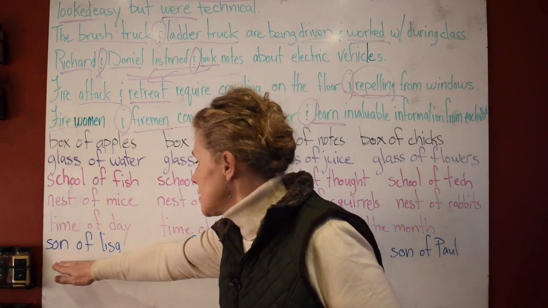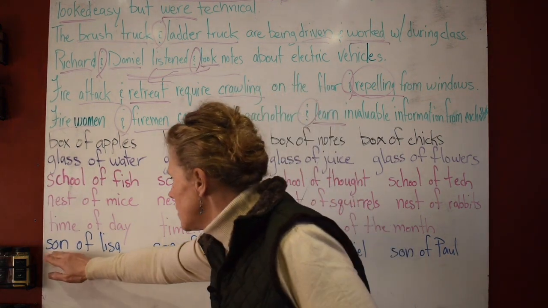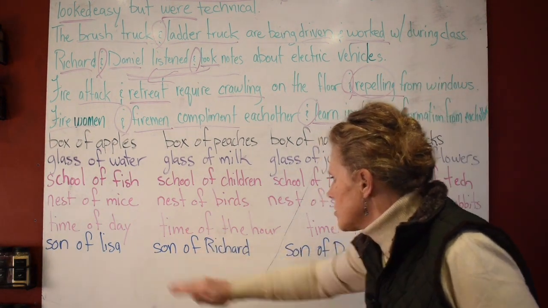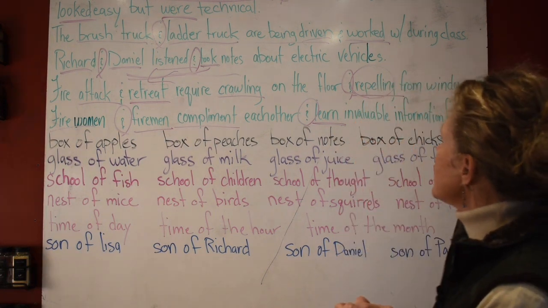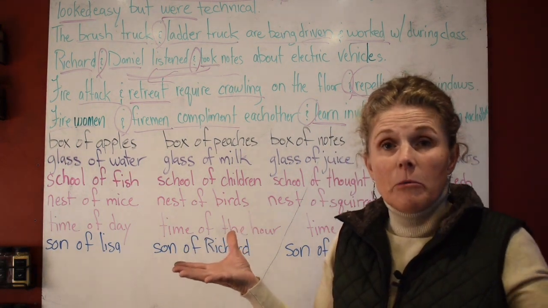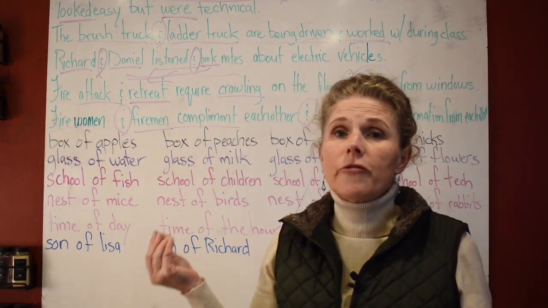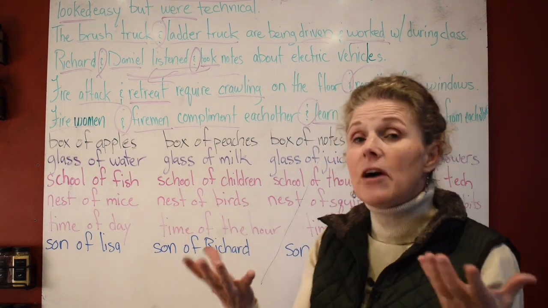Okay, so now look, son of Lisa. What is of Lisa describing? Son. Son of Richard. You're describing son. Son of Daniel, son of Paul. But anyways, I hope that helped you to see how you can put multiple subjects and multiple verbs together to work together in a sentence and how to find them.